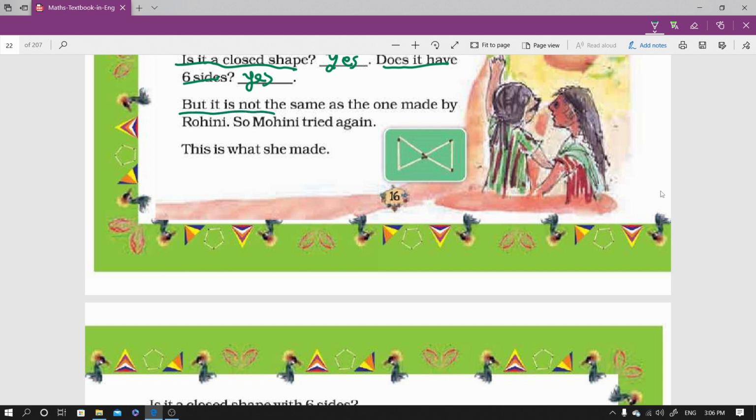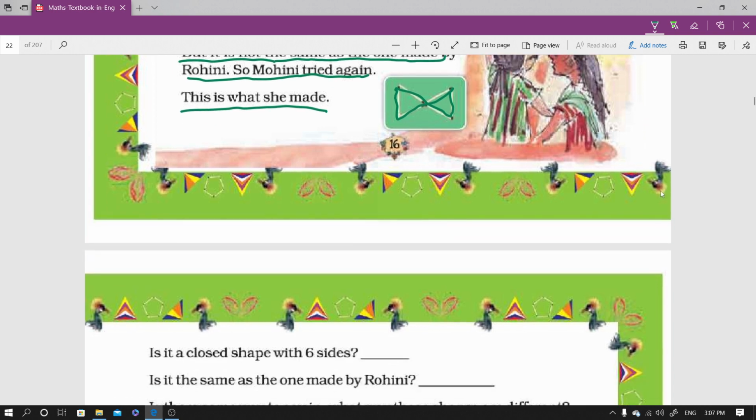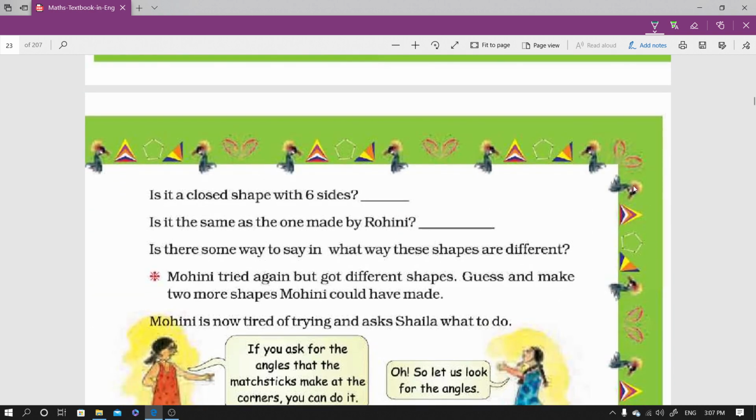But it is not the same as the one made by Rohini, so Mohini try again. This is what she made. It is a closed shape with 6 sides.